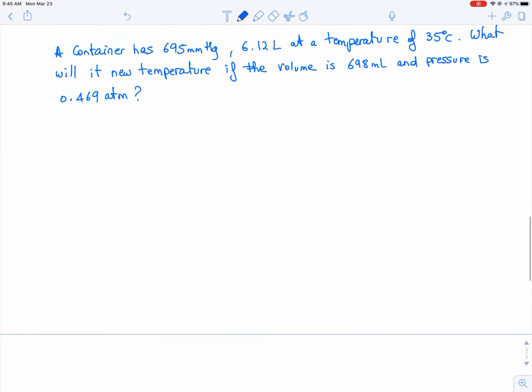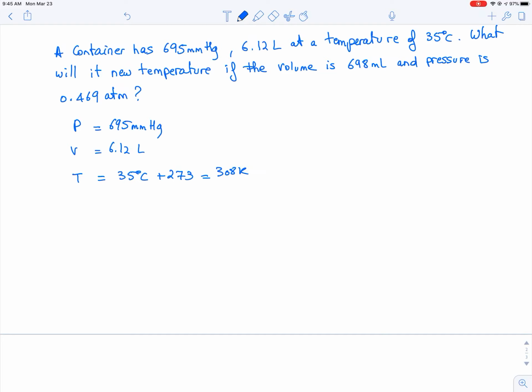Let's see. So I have a container, so I have a P that is 695 millimeter mercury. I have a volume that is 6.12 liters and a temperature that is equal to 35 degrees Celsius, and right away you have to convert it to Kelvin. So 273 plus 35, that is 308.